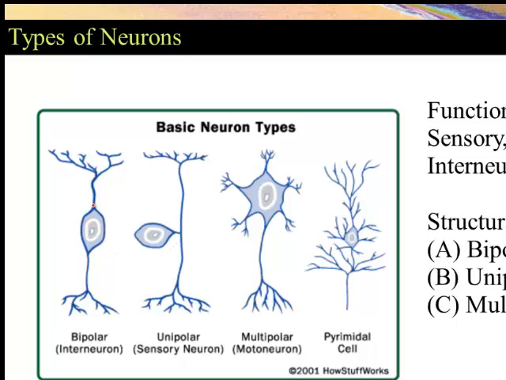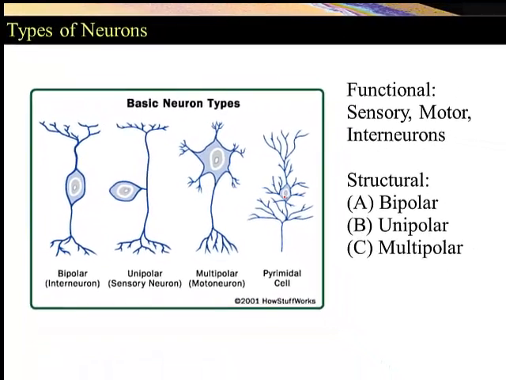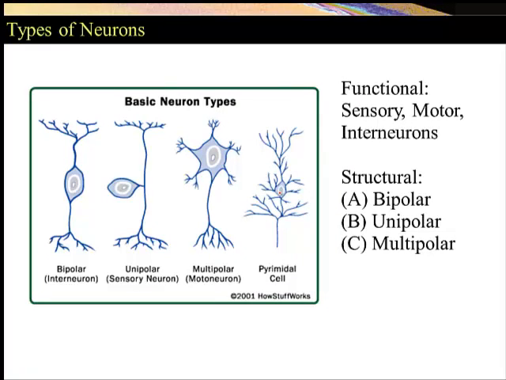So if you look at the bipolar, there's two main processes coming off of that cell body. In a unipolar, there's only one, and then it branches from there, but there's only one process that comes off. And a multipolar is the most common. These are the ones that we've been looking at so far. We've got lots of processes in all different places coming off of the cell body. So that's a multipolar. A primordial cell is one that is kind of scattered all over the place. It doesn't really have much of a defined shape, and sometimes they can kind of change into what they need to be.